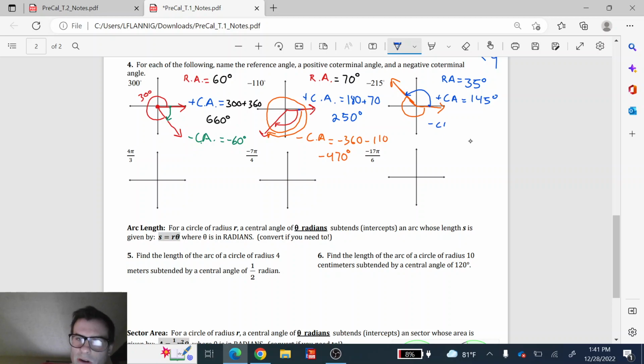Next, we have our negative coterminal angle. This one is going to go from the negative position and work its way around all the way until it hits the line again. So that's the original negative 215, then minus 360, which ends up being negative 575 degrees.